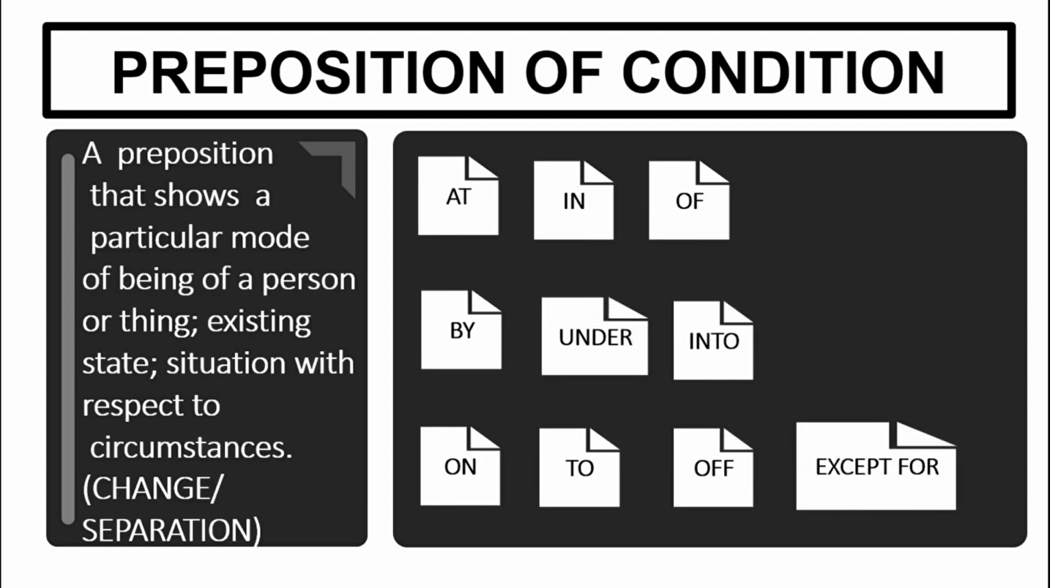Now preposition of condition usually indicates the particular mode of being of person or thing, existing state or situation with respect to circumstances, like how the condition is or how the circumstances are or how the existing state is. So that is the preposition of condition. The words used here are at, in, of, by, under, onto, or into, or on, to, of, and except for. So these are the examples of preposition of condition. Usually these prepositions are used to show the change as well as separation in a condition. Like if there is a change in a condition or there is a separation, then you use the words like these.